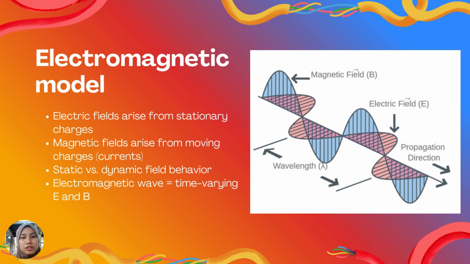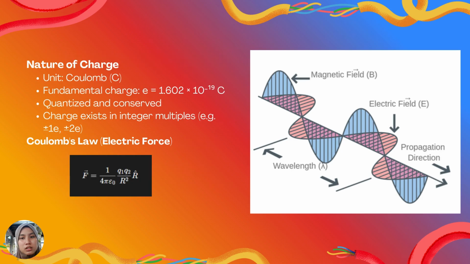For the nature of charge, charge is conserved and quantized. It exists in units of elementary charge, where it's 1.602 times 10 power of negative 19 coulombs. All charged particles carry integer multiples of this value. Charge is the source of electric fields.